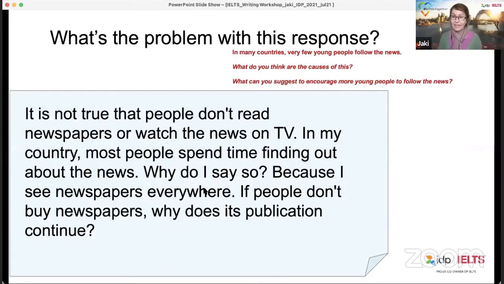Yes, so someone here is saying wrong response, and that is correct. The language is a bit too simplistic and informal as well. But the main problem here, what were our 2 things that we had to do? The causes and what we can suggest. Did it ask us if we agree? Did it say, do you agree with this? No. So this is not on the topic.